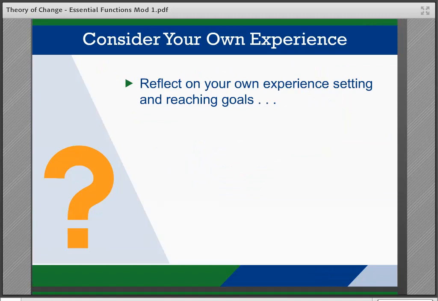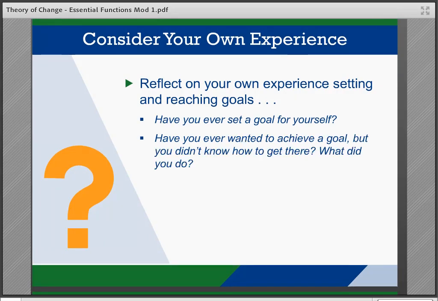Before we begin, we'd like you to take a few minutes to consider your own experience setting and reaching goals. Reflect on the following questions to stimulate thought on what has worked for you in the past and where you may want to expand your skills. Have you ever set a goal for yourself? Have you ever wanted to achieve a goal, but you didn't know how to get there? What did you do?